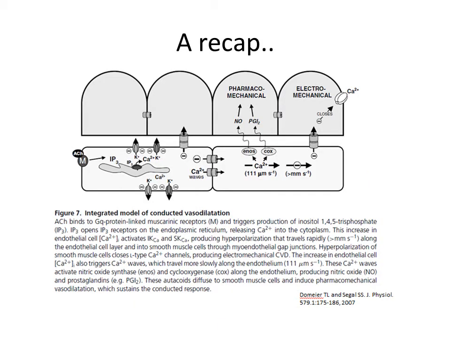Okay, so without wasting too much time going into the full explanation of the mechanism here, the conducted vasodilation occurs as a result of these pharmacomechanical and electromechanical responses. So typically the change in membrane potential will cause calcium channels in the smooth muscle to close, which actually prevents smooth muscle from constricting. So that is what causes the vasodilation following a contraction.